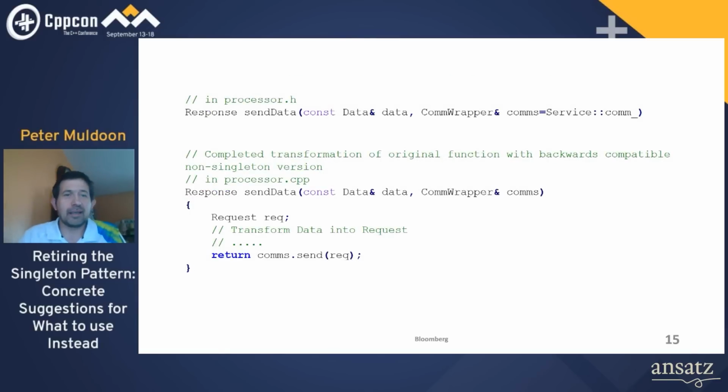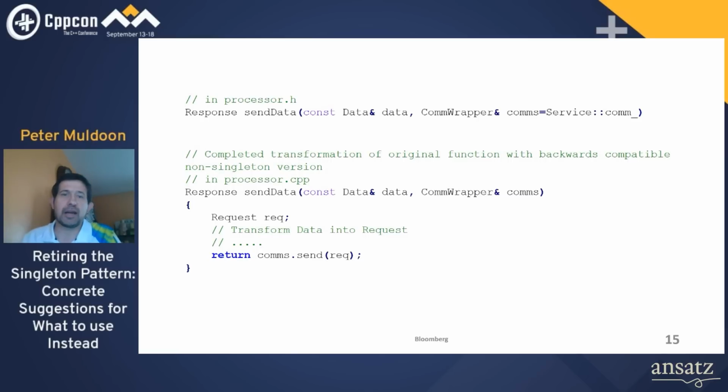So now let me go back and see what happens on my send data function. So now I have a CommWrapper reference being dropped in. You see this in the header declaration. And I'm going to give it a default of that statically initialized CommWrapper that's in service comm.